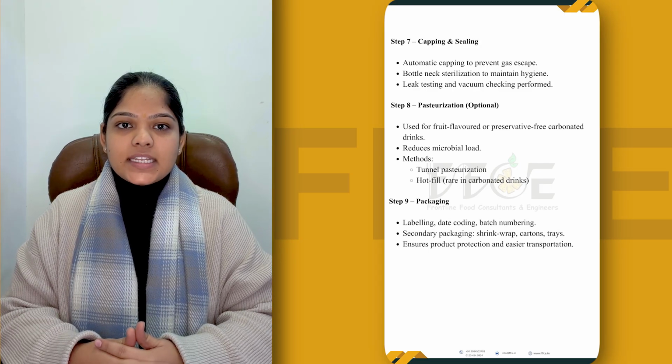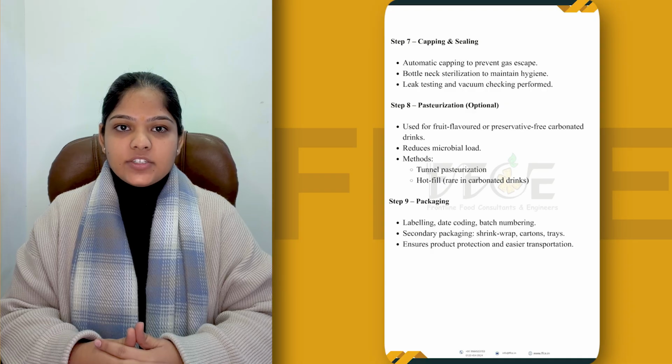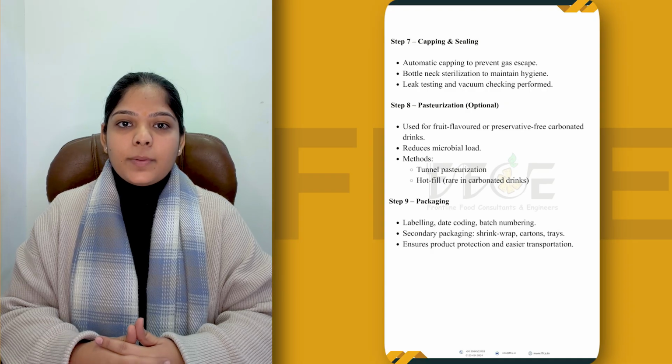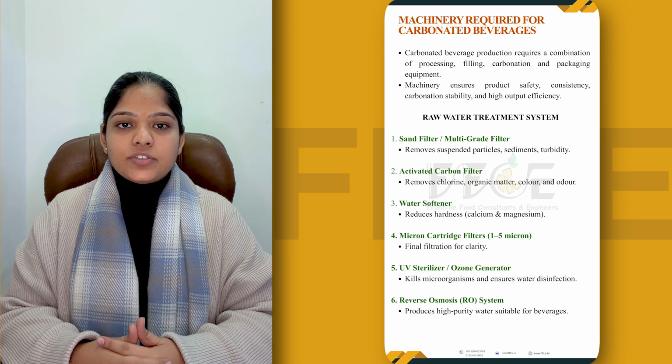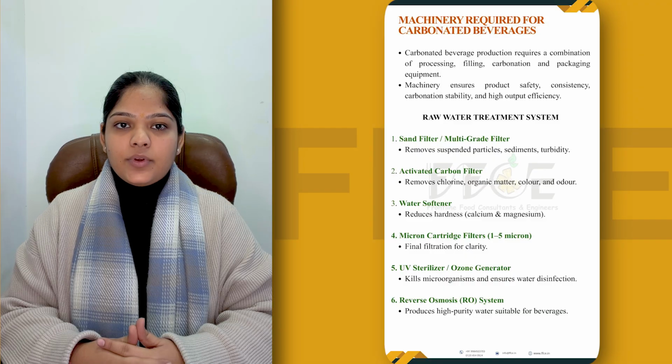Final packaging includes labeling, batch coding, and secondary packaging such as shrink wrapping or cartons. Proper packaging protects the product during transportation and provides essential consumer information. So now we'll be discussing all the machinery required for the manufacturing of carbonated beverages.